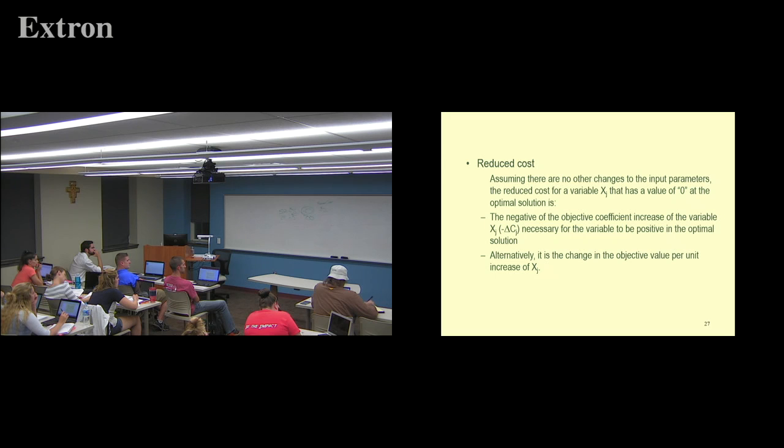Alternatively, if we say the heck with it, we know in the final solution it says make 0 dozen space rays. If we say the heck with it and we force it to make a dozen space rays, our overall profit is going to go down by the reduced cost. So when you see reduced cost, you can interpret it one of those two ways. It's the reduction necessary, which means the increase in the profit needed for it to become positive. Alternatively, if we ignore it and say we want to make a dozen space rays or increase that unit, that's fine, realizing though that it's going to decrease my profit by that amount each unit.